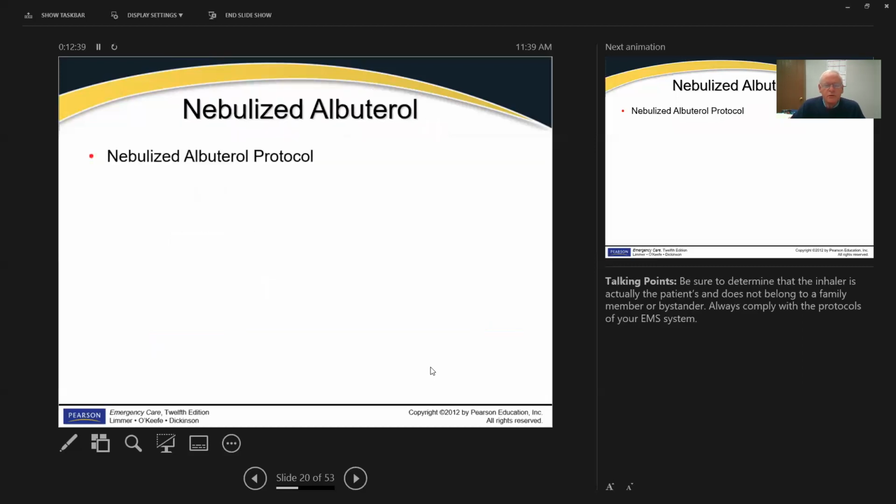Another one is nebulized albuterol. Albuterol is a bronchodilator, and we can give it in a nebulized form, which means we put it in what's called a rotohaler. So we're going to put fluid in this thing and attach it to oxygen. It's attached to a mask, and this thing spins around and basically vaporizes and nebulizes the albuterol, and then they inhale it through the mask. Okay.